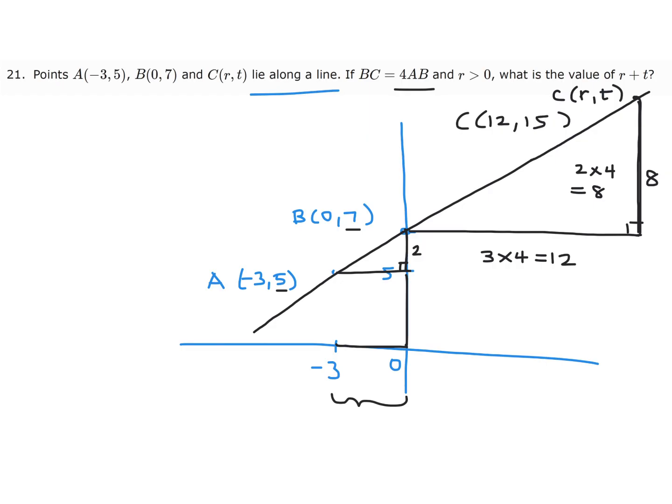Just a little bit of plotting is enough. And then they want R plus T. Well, R plus T would be 12 plus 15, which is 27.